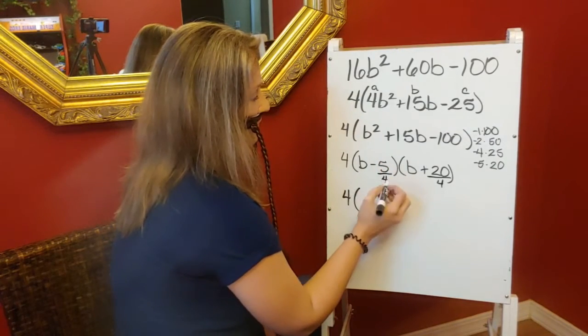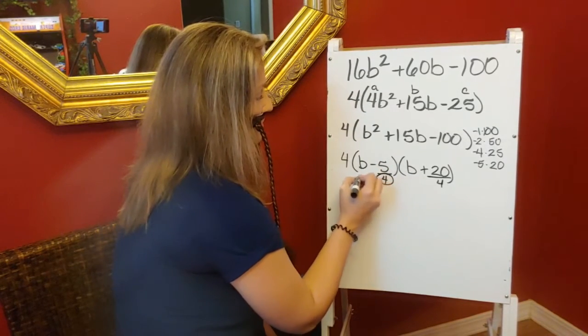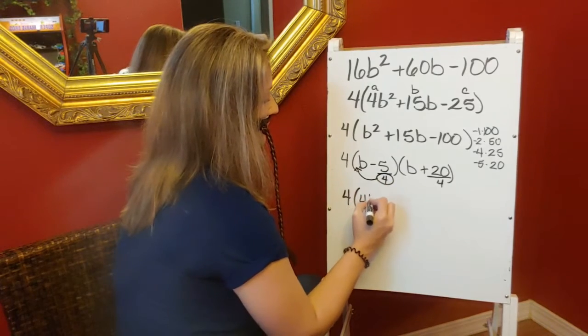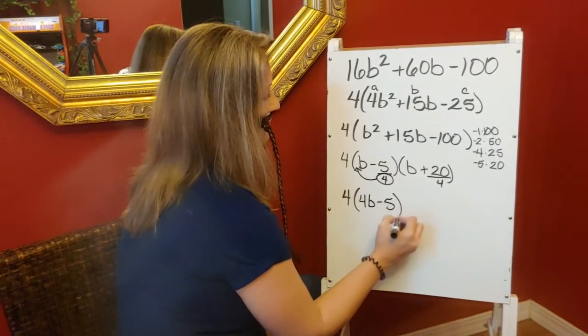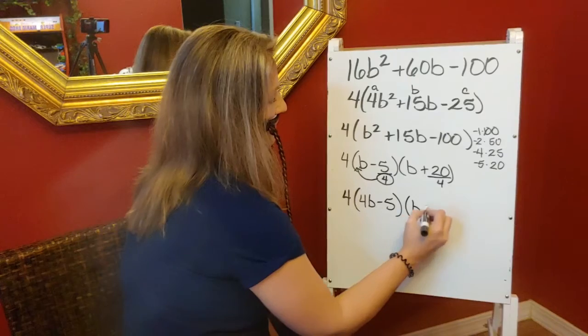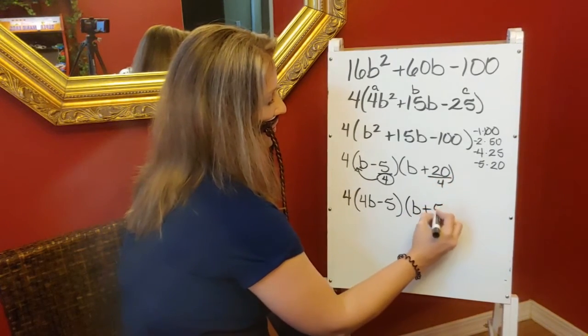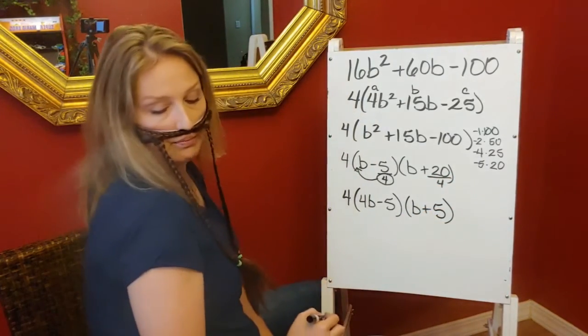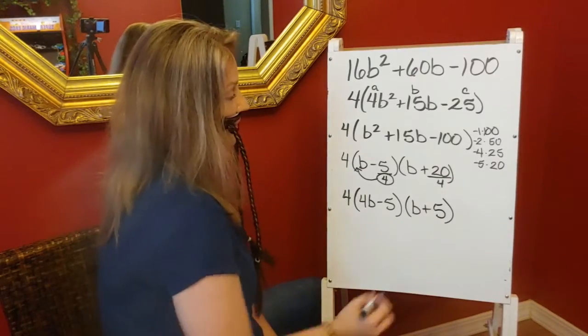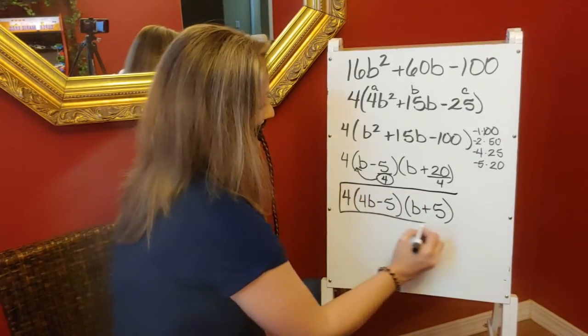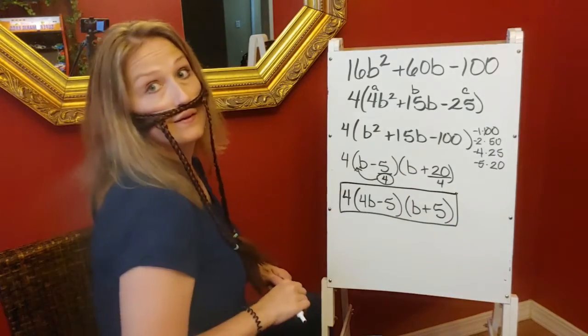Okay? 5 divided by 4 does not go evenly, so I'm going to pull this out here to the side. 4b minus 5. However, I can divide 20 by 4 to get b plus 5. And there's your final answer.